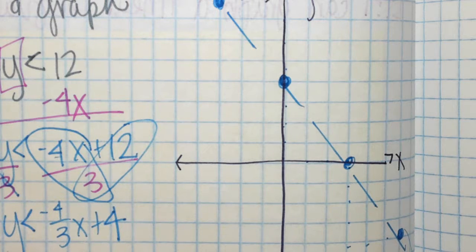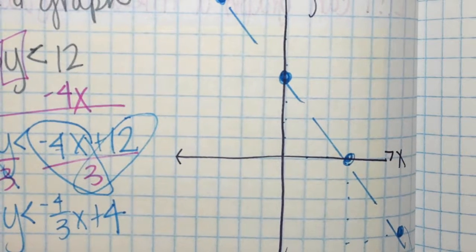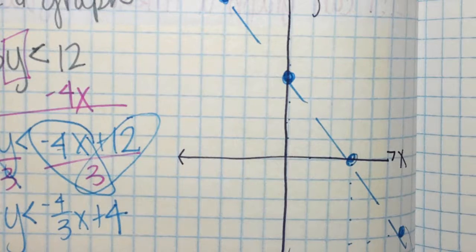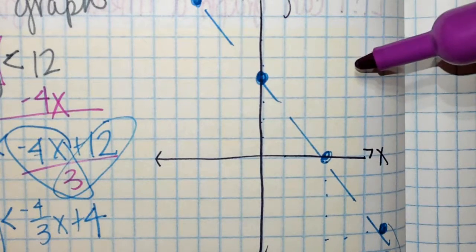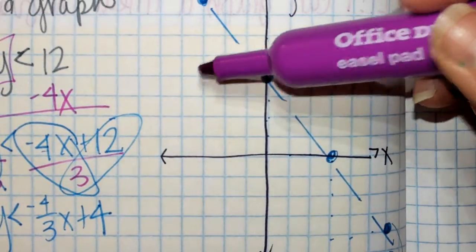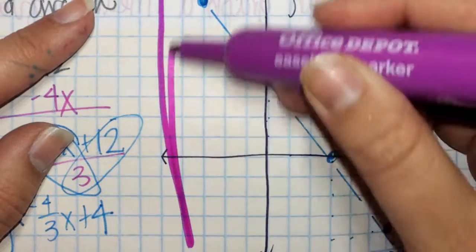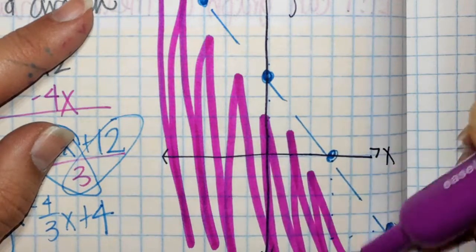Step 4 is to shade. Now, this is less than, so that means, am I going to shade above or below? Below. Is this below my line? What about this? Yes. What about this? No. So shade everywhere below the line. Can I go over the line? No.